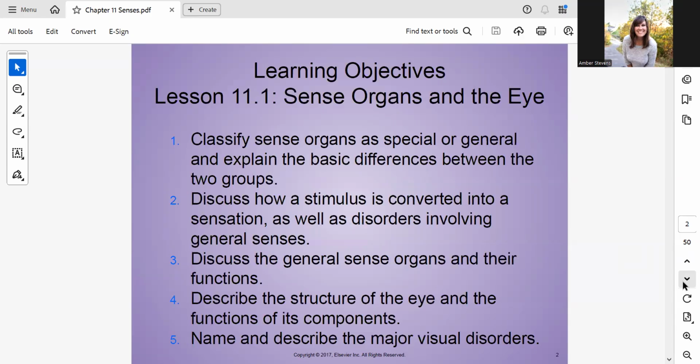So our learning objectives are to start. By the end of this lesson, you'll understand the classification of organs. All right, you'll be able to understand the classification of organs, the process of sensation, the anatomy and function of the eye, and the major visual disorders.